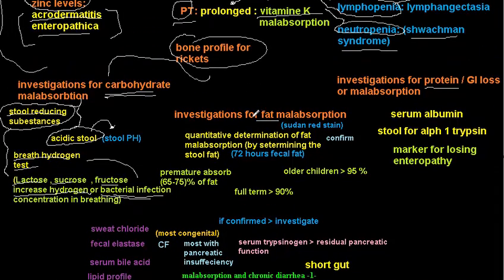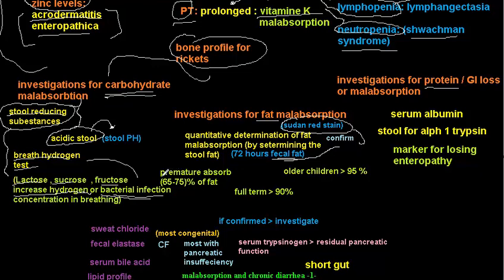Fat malabsorption, okay, you have to quantitatively determine the presence of fat in a stool. How much fat do you have in a stool, okay, and this is done by Sudan red stain, okay. And to confirm that, you do what we call 72 hours fecal fat. So they collect the stool for 72 hours, okay, and they check the fat in the feces. How much fat do we have, okay.